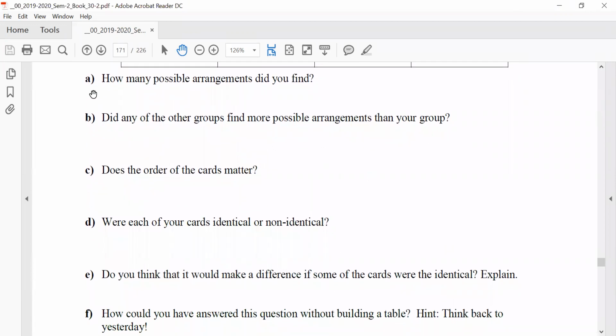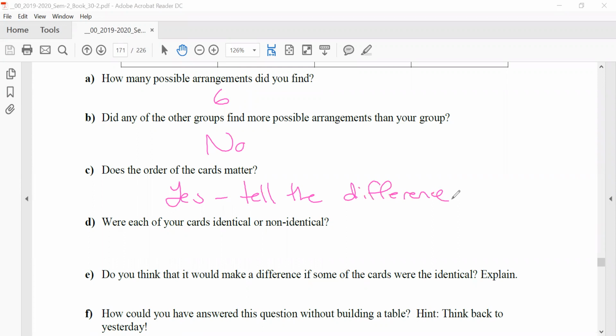Okay, you're back. You tried all these questions, I hope. Let's go. How many possible arrangements did we find? There were 6. Okay, did anyone else find any more than you? Well, trust me, the answer is no. Okay, does the order matter? Yes, because I can tell the difference in the order. Think of it as you and 2 of your buddies standing in line. I can tell the difference if you're at the front of the line or the end of the line. The cards are non-identical, they're unique. I can tell the difference between each card. I can tell the difference between you and your friend.